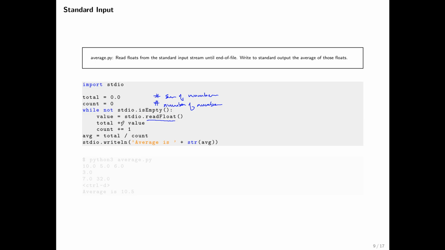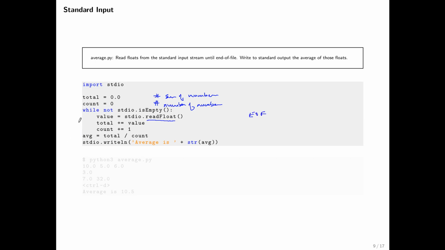And at some point, the user is going to send the end of file signal by typing Control-D, and that's when stdio.isEmpty is going to return true, and not isEmpty is false, and we are out of the while loop. Okay? So it's when isEmpty sees EOF, or end of file signal, that the while loop terminates.